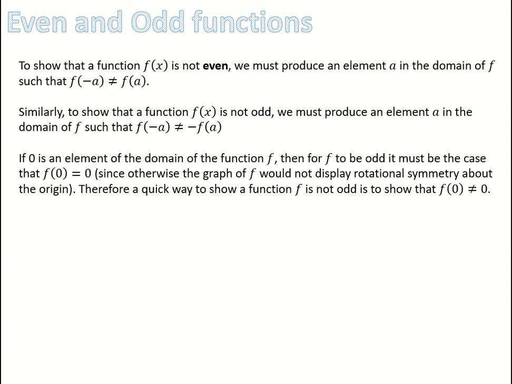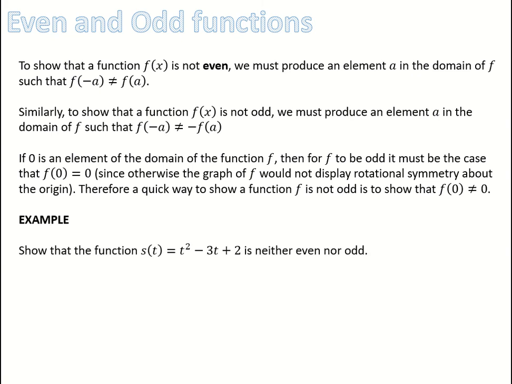So if 0 is an element of the domain of the function f, then for f to be odd, it must be the case that f of 0 equals 0. This is a nice, easy one to prove, since otherwise the graph of f would not display rotational symmetry about the origin. Therefore, a quick way to show a function f is not odd is to show that f of 0 is not equal to 0. And that's exactly what I'm going to do here.